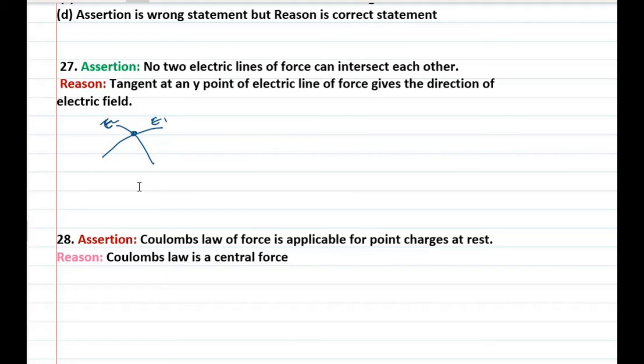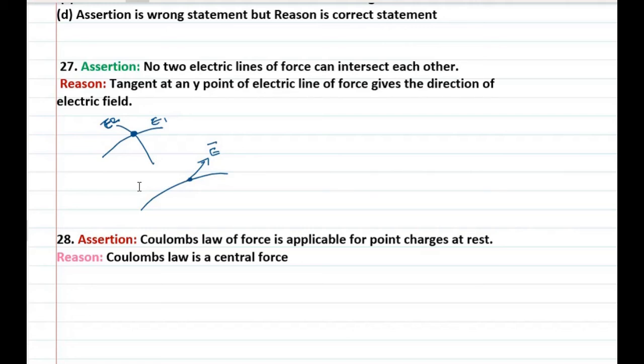Okay, both cannot intersect. If they intersect at a point, then the resultant electric field will have two electric field lines. It is not possible. At any point on the electric field line, the tangent drawn to the electric field line will give you the value of the electric field at that point.